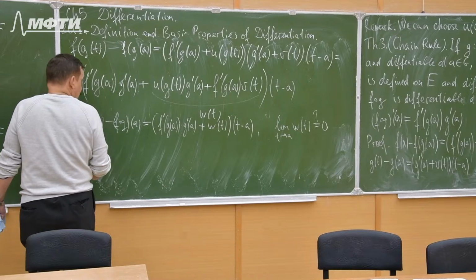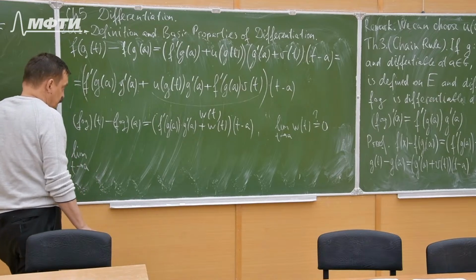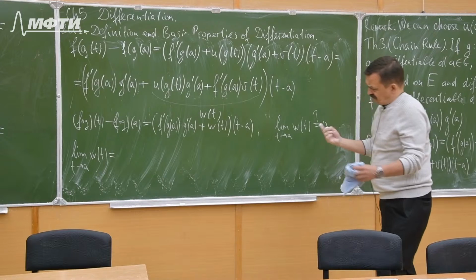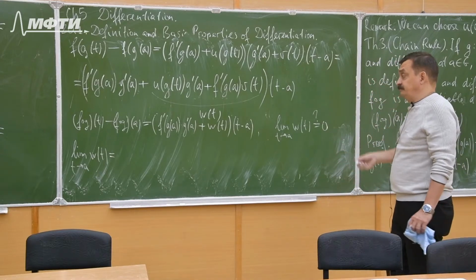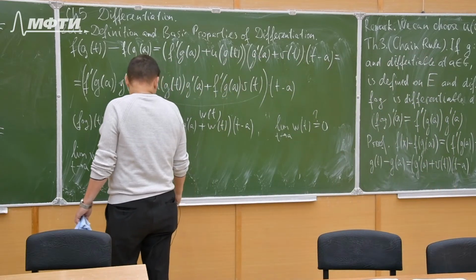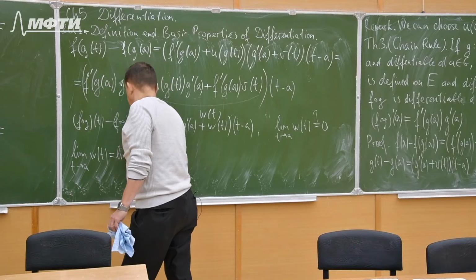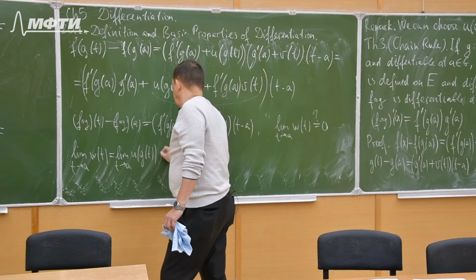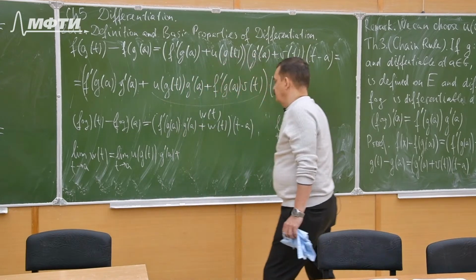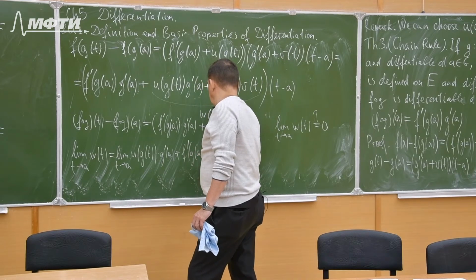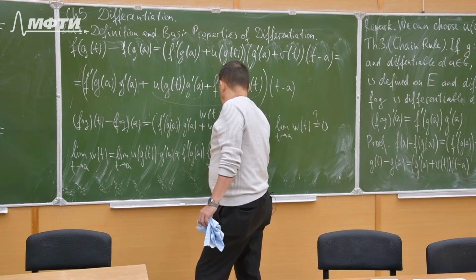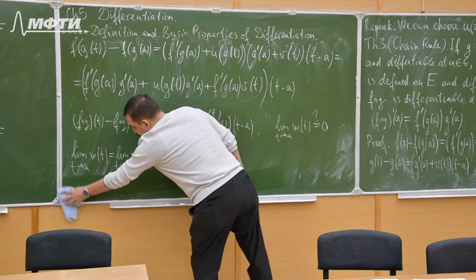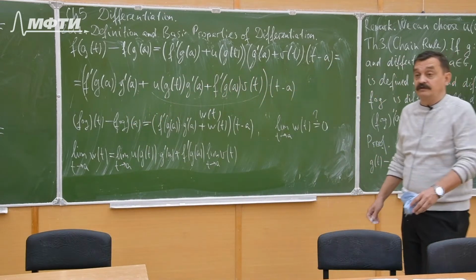Limit as t tends to a of W of t equals, I can write again an equality which is not valid yet, but we'll check its correctness a few seconds later. So I'll write limit as t tends to a of u of g of t times g prime at a plus, okay, I may put the constant without the limit, of course, limit as t tends to a of v of t. So this equality will be correct once we check that both limits exist.